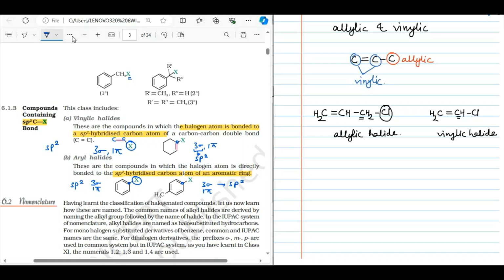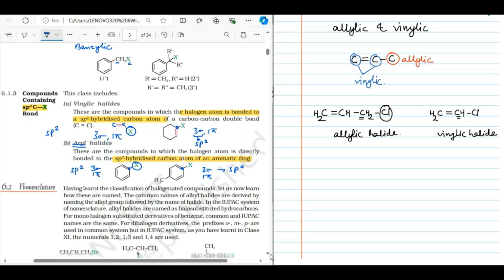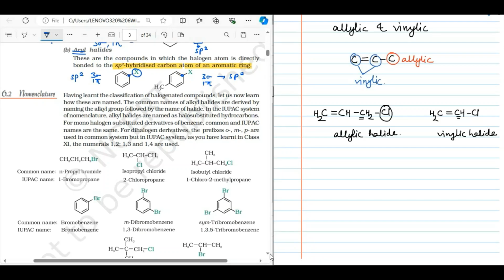Before aryl halide, we have discussed benzylic halide. This was the benzylic halide. The benzylic position is the position next to the benzene ring. So here the halogen atom was bonded to the carbon which is present next to the benzene ring. In aryl halide, the halogen atom is directly bonded to the benzene ring. Now come to the nomenclature.